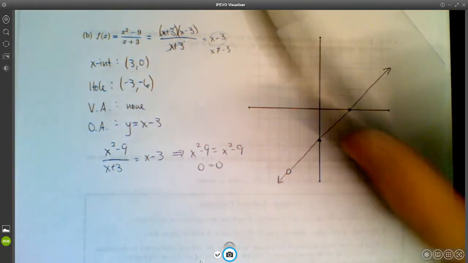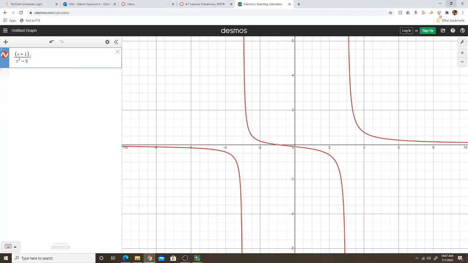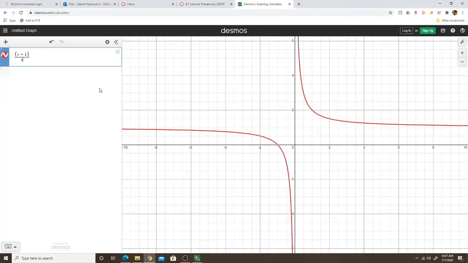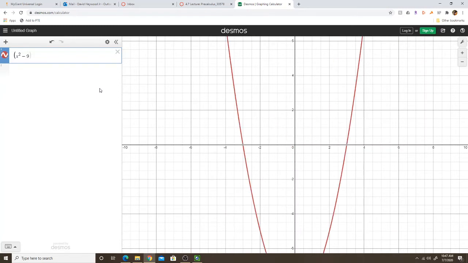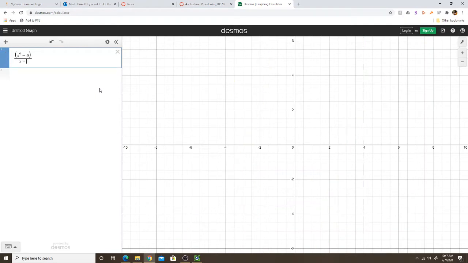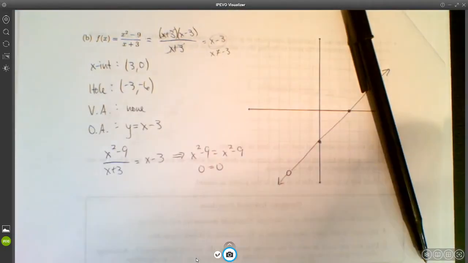Okay. Should we look in Desmos? Make sure that I'm not leading us astray, as I have so often done recently. Let's see. x squared minus 9 over x plus 3. There you go. Yep. So just a straight line, and we should have a hole at negative 3. Yep. Okay. Good, good. Moving on.